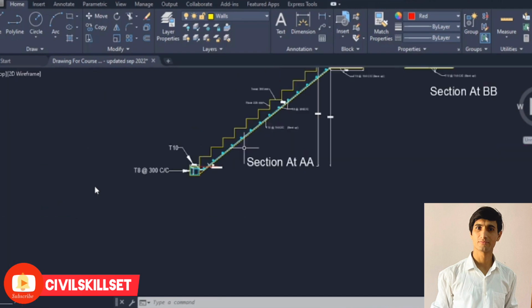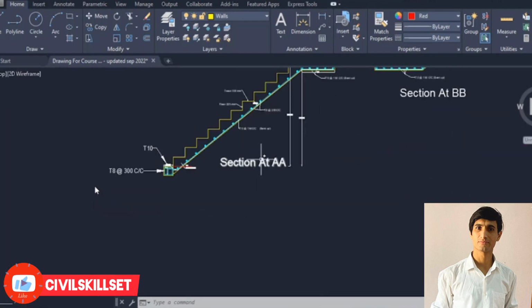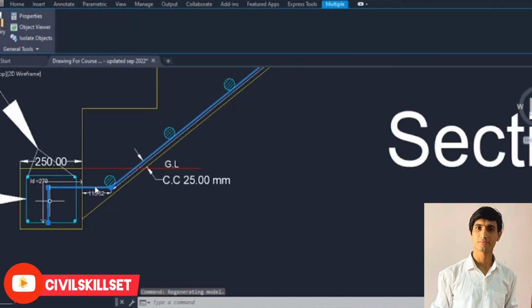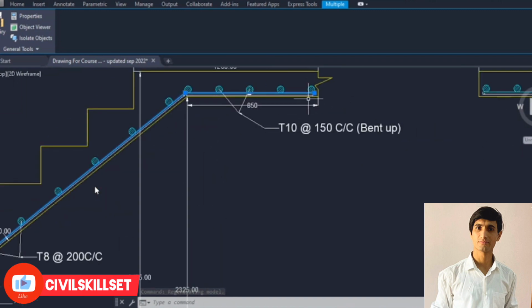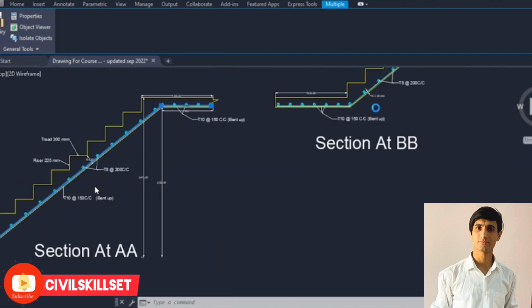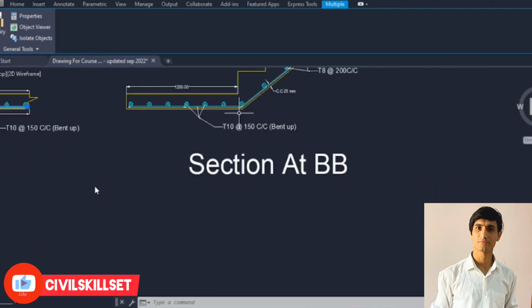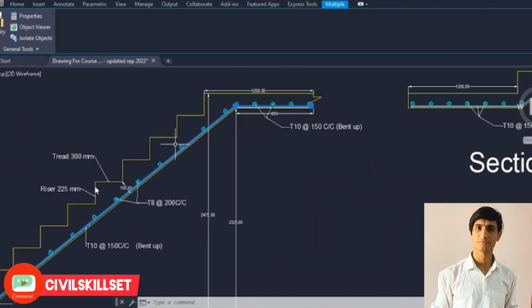Let me simply go here in the cross section, the longitudinal section. And here at section at A, you can see this is basically the bent up bar. Starting right from the stair beam, it is going toward this direction up to this position at landing 1. Then again the bent up bar from the landing 1 to the next flight. So this is basically the bar you can see over here, and these dotted bars are basically the distribution bars in the direction of width.